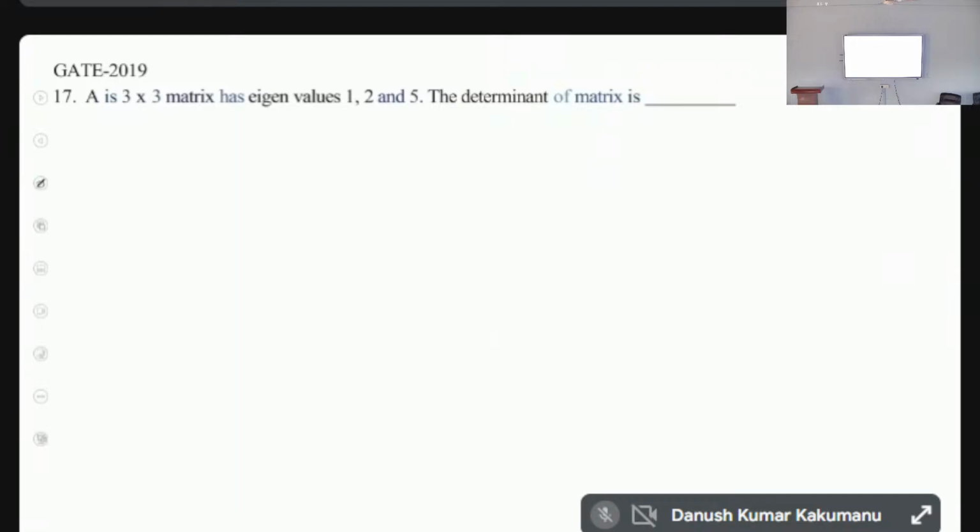Try this. If A is a 3 by 3 matrix that has eigenvalues 1, 2 and 5, what is the determinant value? What is the answer? If you know the eigenvalues, what is the determinant value? Determinant is equal to the product of the eigenvalues.